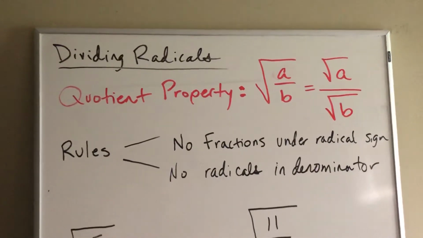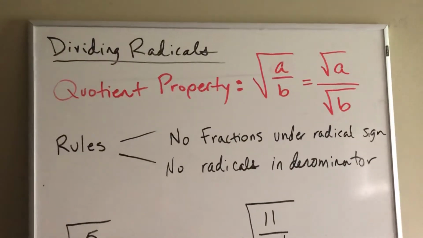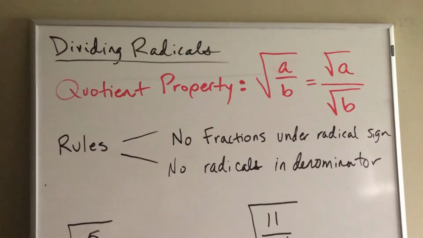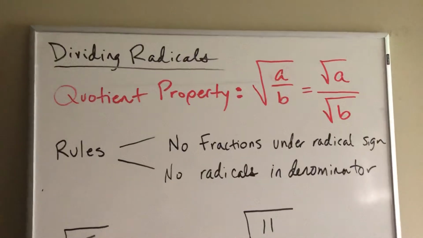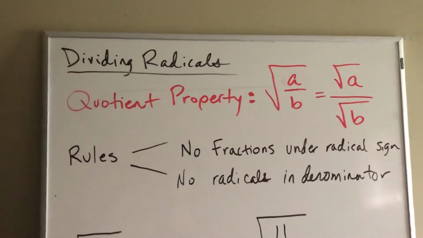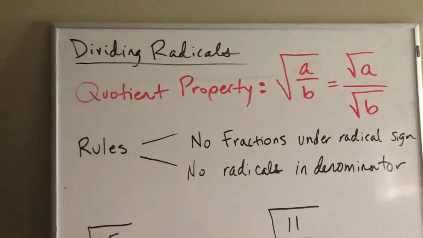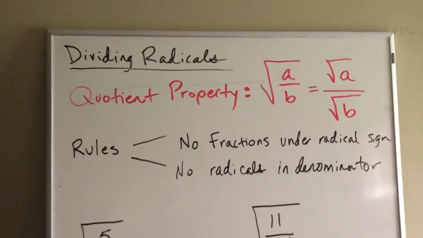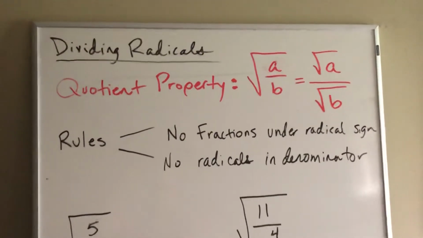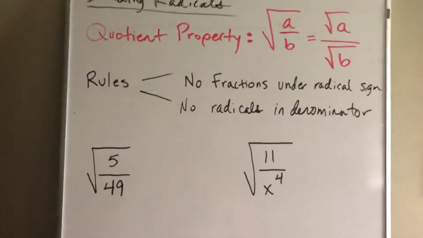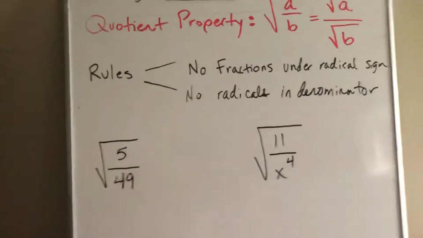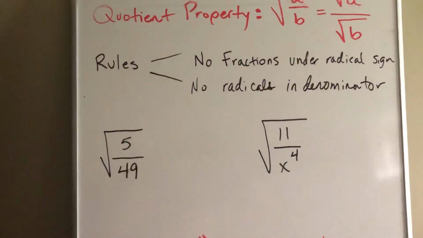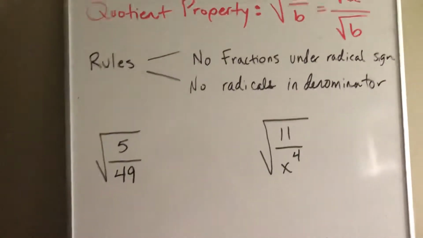I also cannot have any radicals in the denominator, ever. No radicals in the denominator. So if I had root a over root b, I would have to do something about that too. I'd have to consider what step I could take to get rid of a radical in the denominator. That's coming in just a minute. Let's first just look at if we had a fraction underneath a radical sign, what I would consider doing. This is just going to be straight application of the quotient property.